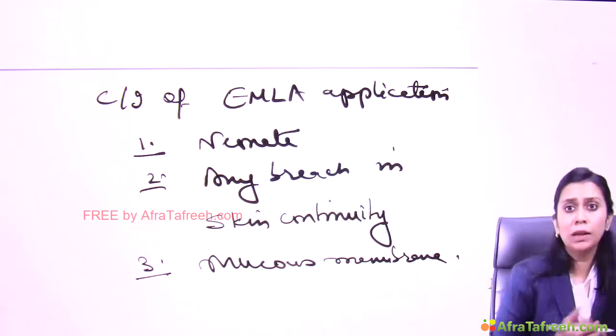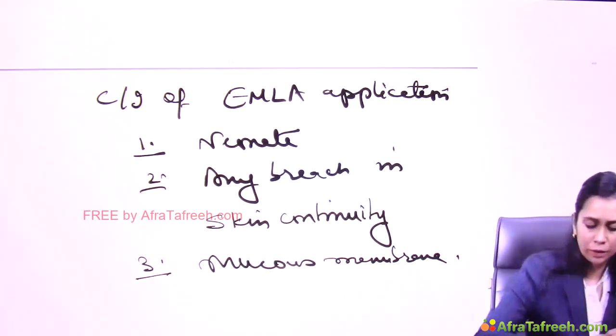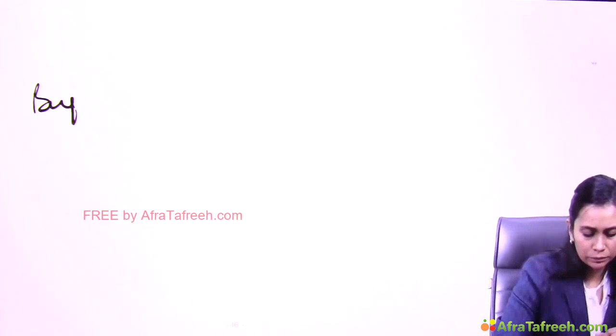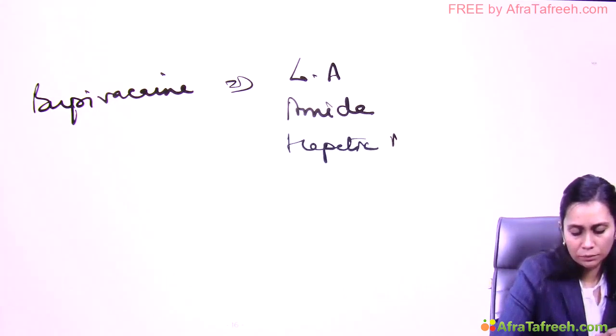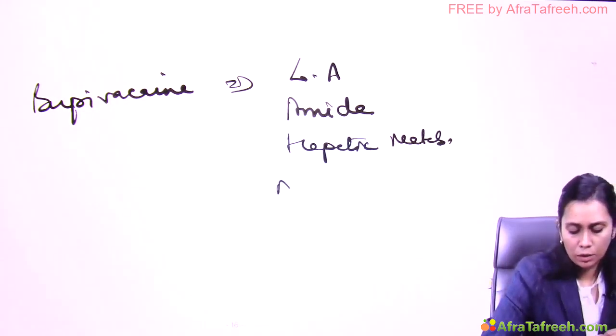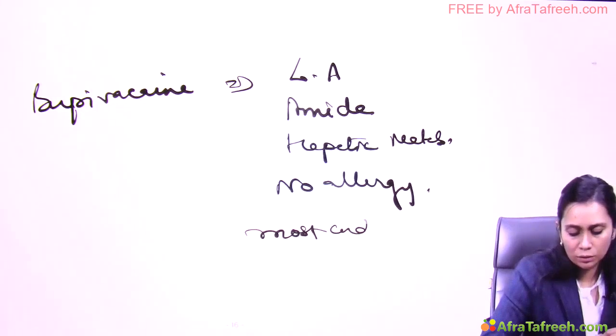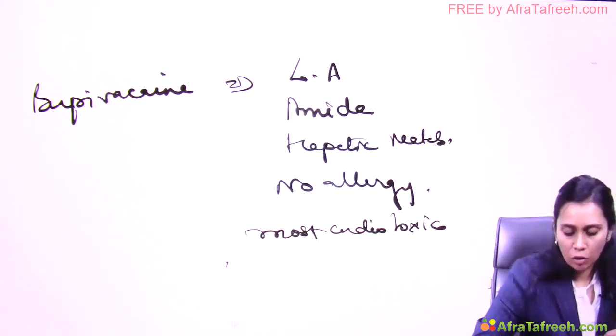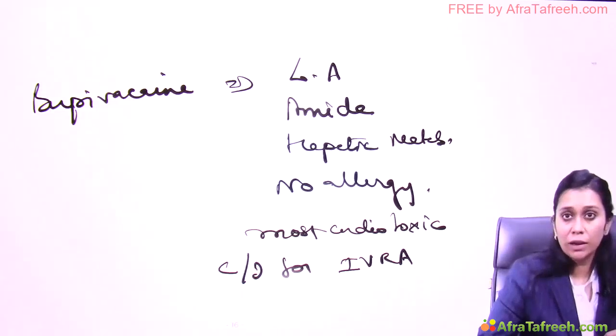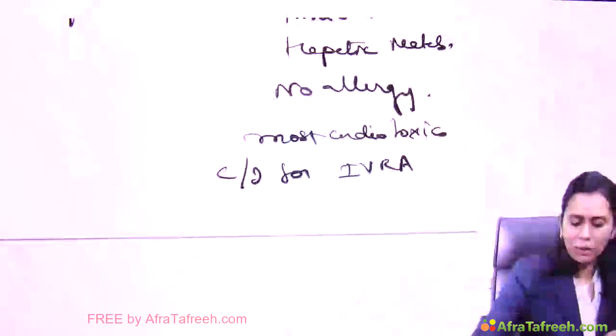Coming to the next local anesthetic, again a very important one, bupivacaine. What are the points of bupivacaine which we know? Long acting, amide, hepatic metabolism, no allergy, most cardiotoxic, and contraindicated for IVRA. All these points we have already discussed.